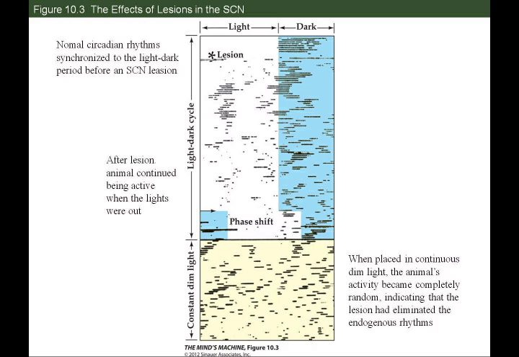So let's see what happens if it is true that the suprachiasmatic nucleus is important for circadian rhythms. Well, what would happen if we take it out? If it's important, then the animal shouldn't have any circadian rhythms. So let's see what happens using the same paradigm I described earlier.